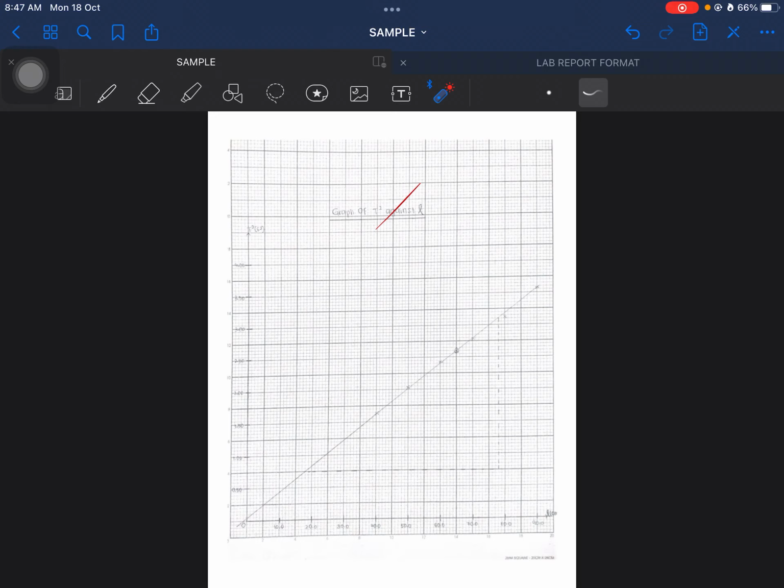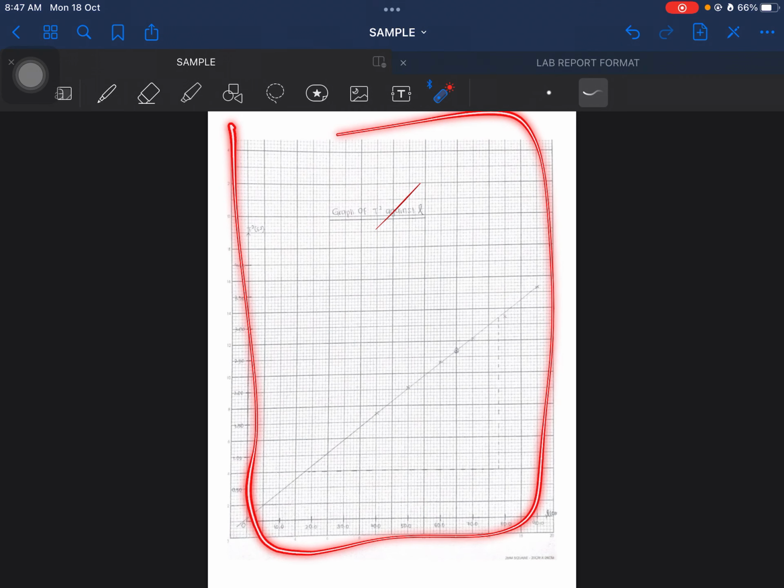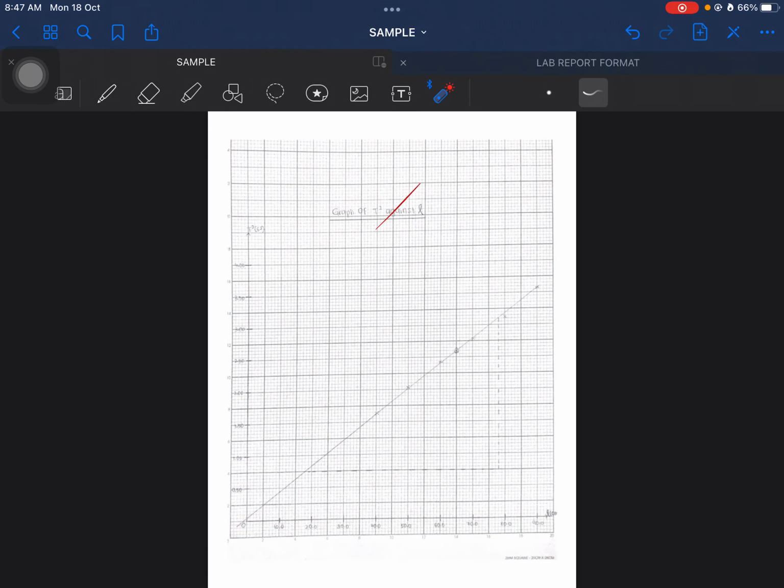And then, if you scan it, make sure you show the full page. Because now I can't really see the full page, so I'm assuming this is less than 50%. So it should be more than 50%. Sorry, it should be more than 60% of the graph. So this is now less than 60%, so you won't be getting 11 marks.